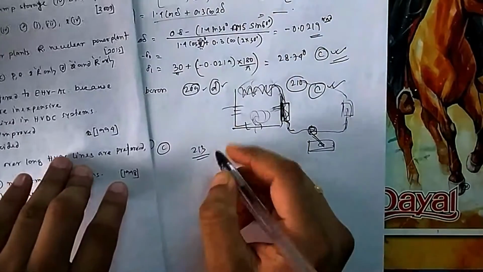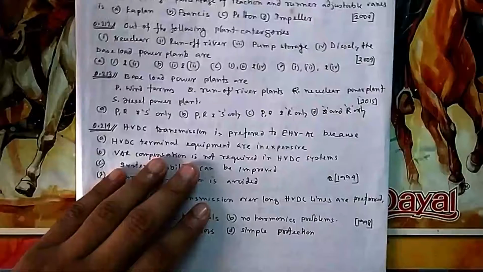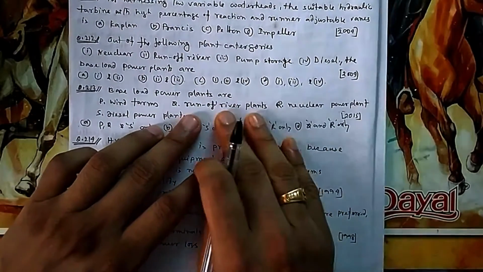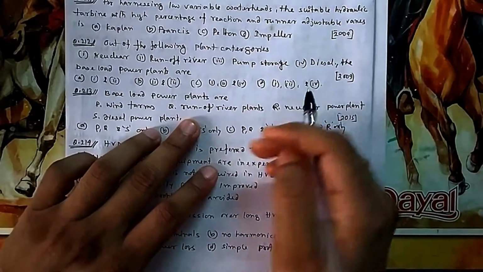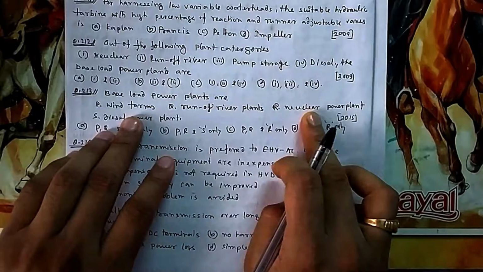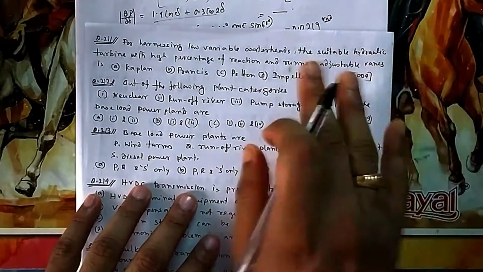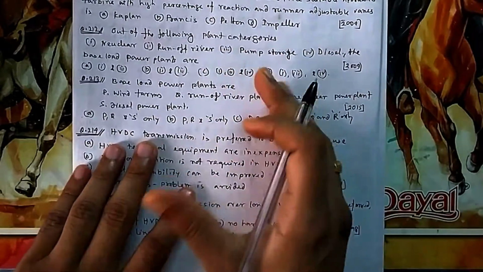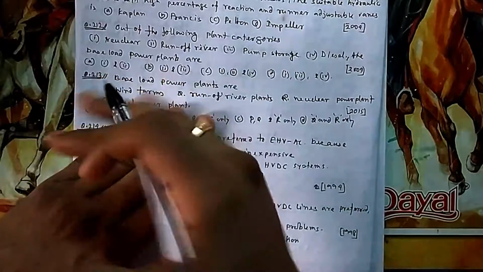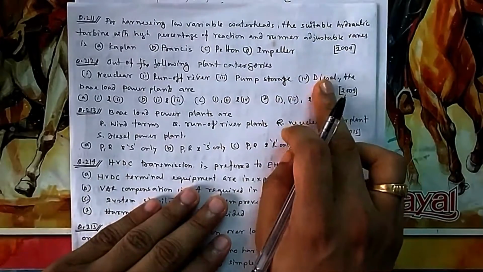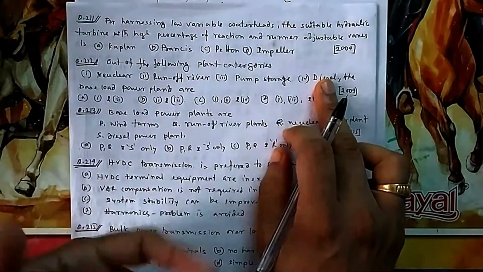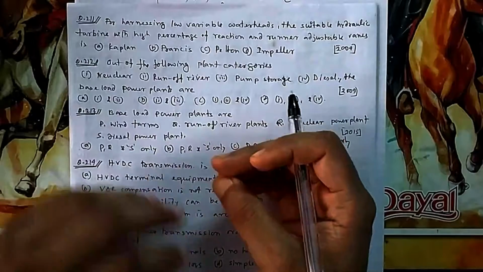So 213. This type of question depends on the situation also, but some of the plants will always be on the base load side, such as runoff, nuclear, wind farm. Pump storage is always for peak load. Now diesel depends on the situation, it can be used as base also, it can be used as peak also. The main problem in diesel is that it is costly, that's it. So you use it properly where it is required.